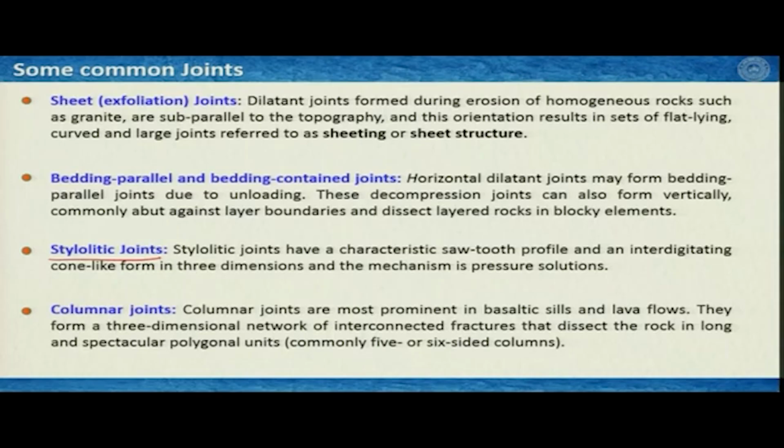And finally, the most spectacular joints are columnar joints. You are seeing this in the background, and columnar joints are most prominent in basaltic sills and lava flows. So they form a 3-dimensional network of interconnected fractures that dissect the rock into long and spectacular polygonal units, commonly 5 or 6-sided columns. So columnar joints are very spectacular. If you see them, you are lucky, but in India, if you travel to Lakshadweep and so on, there you see these columnar joints spectacularly.